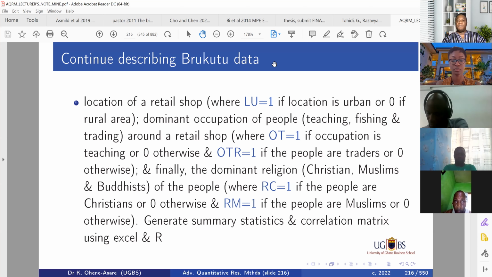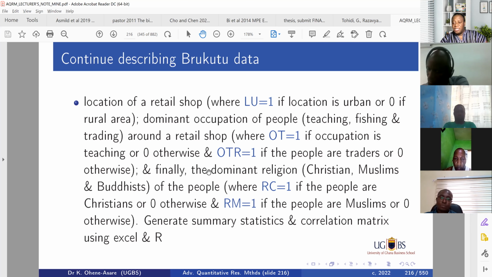If you look at occupation, one of them is what? Teaching. Teaching has been coded as one. And fishing is the reference category. That's why it's not mentioned. So anytime I talk about teaching, I'm talking about teaching relative to fishing. Anytime I talk about trading, I'm talking about trading relative to fishing. Take note. This is critical. When we come there, you will see that it's critical. And this point is very, very important with several assignments you have.